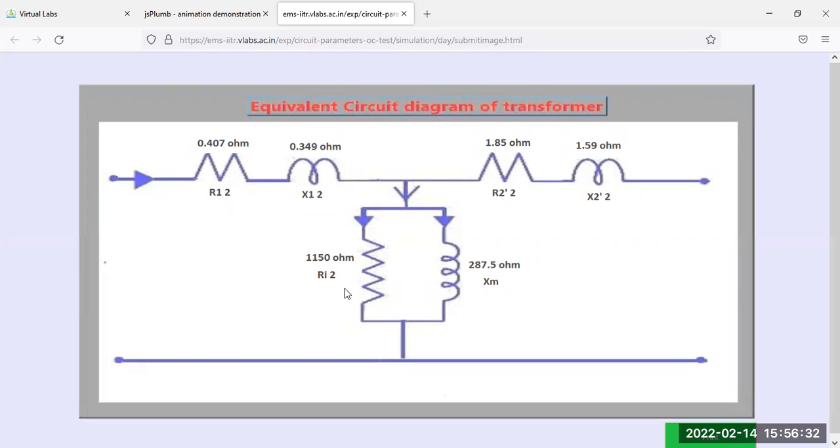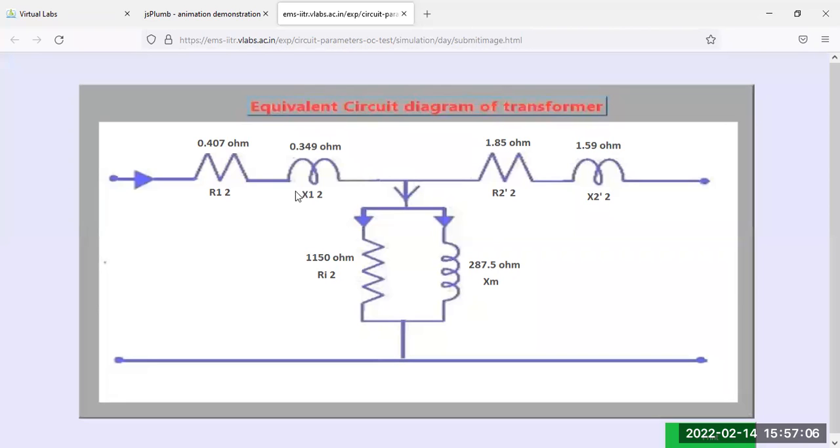And similarly, XM, the magnetizing reactance, you will get how much? That means 230 divided by 0.9 into sine phi 0. Sine phi 0 is nothing but the square root of 1 minus 0.0576. If you solve the numerical value, 230 divided by 0.9 into the square root of 1 minus 0.057, then you will get almost the value of 287.5 ohm.